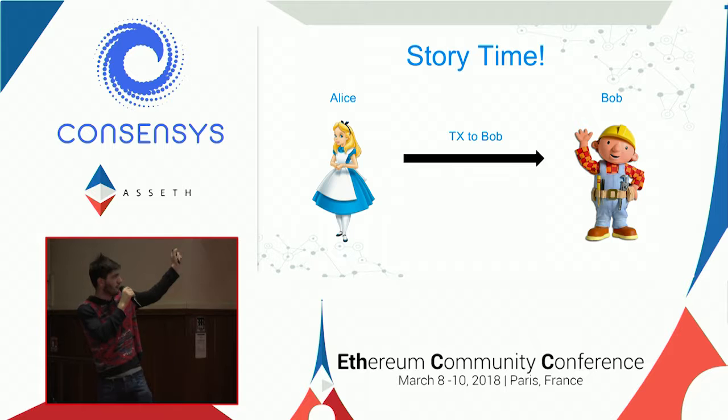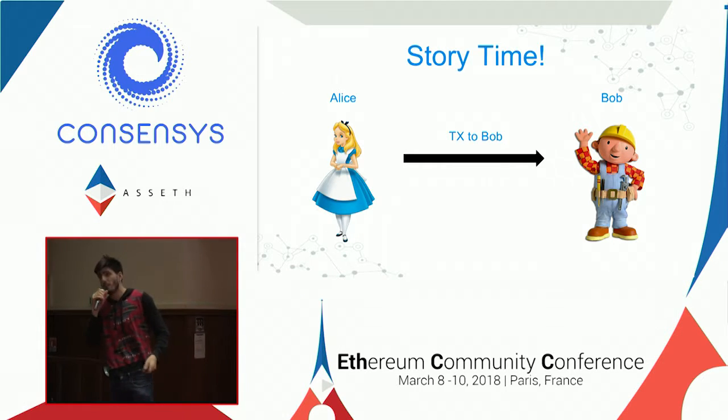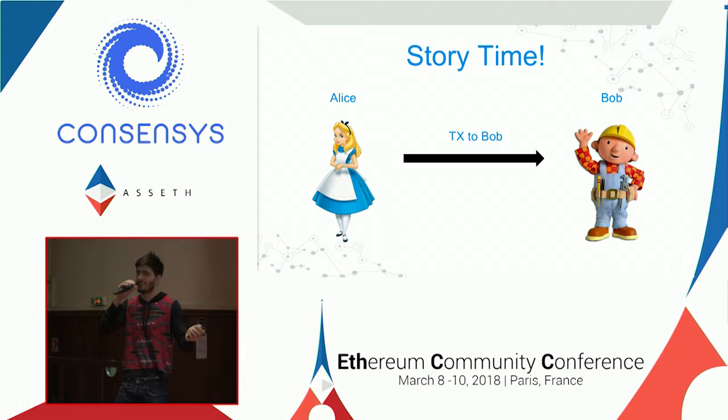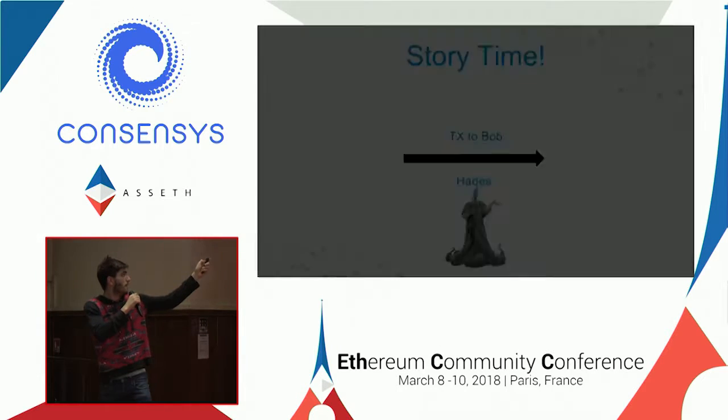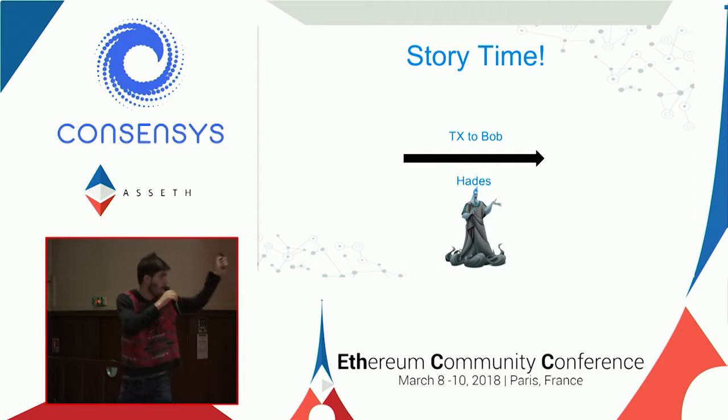So everything's going normally. Alice is on the child chain, and she sends a transaction to Bob, transferring Bob X amount of money. But Hades, the operator, is a bad actor, so he's trying to steal everyone on the child chain's money. So what he does is he takes Alice's transaction to Bob and he withholds it, so he doesn't include it in the child chain.